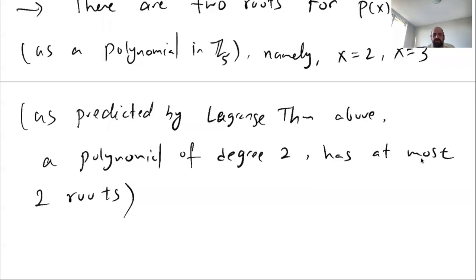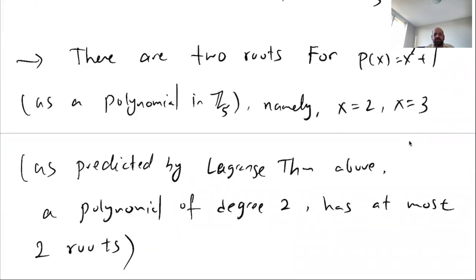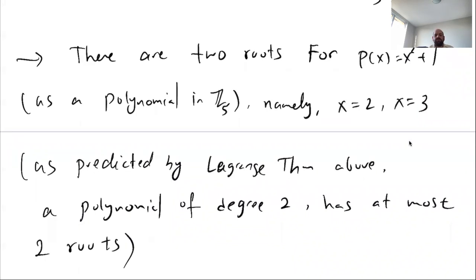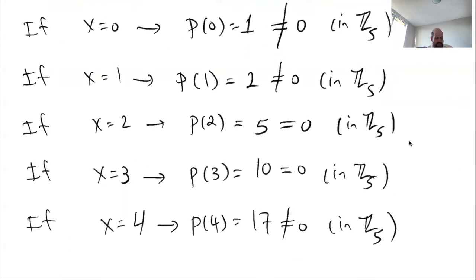It seems that my screen was frozen. So there are 2 roots for p of x equals this polynomial in Z5, namely x equals 2 and x equals 3. And as predicted by Lagrange's theorem, a polynomial of degree 2 has at most 2 roots. Here, the degree of this polynomial is 2, and it must have at most 2 roots, and it had 2 roots. Which 2 roots? 2 and 3, because p of 2 and p of 3 were 0 in Z5.